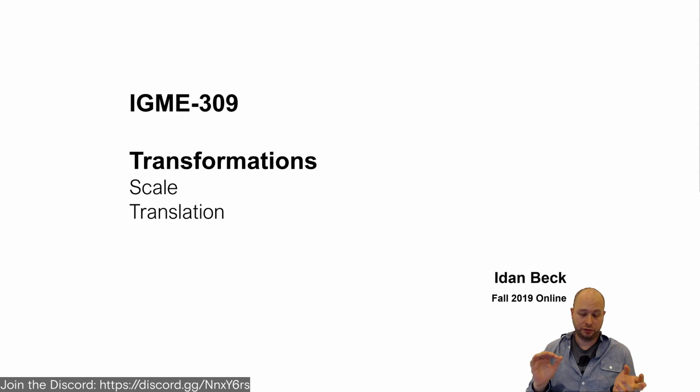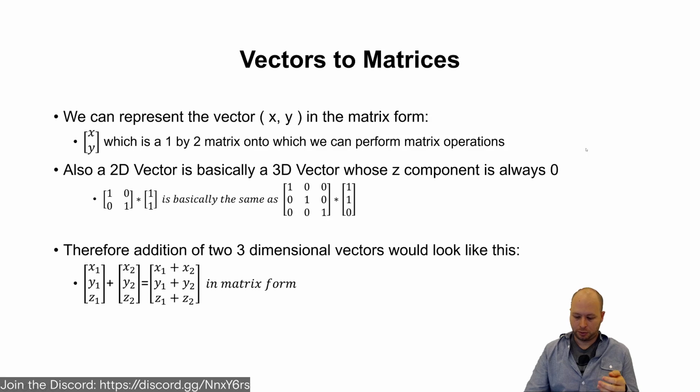So I'm going to be switching between Visual Studio and the lecture. So let's dive in. You probably already have a pretty good intuition at this point about vectors and how to apply matrices to vectors. So in short, we can represent the vector x and y in matrix form, with x and y in a column format, which is a 1 by 2 matrix, right? And now we can apply matrix transformations to it.